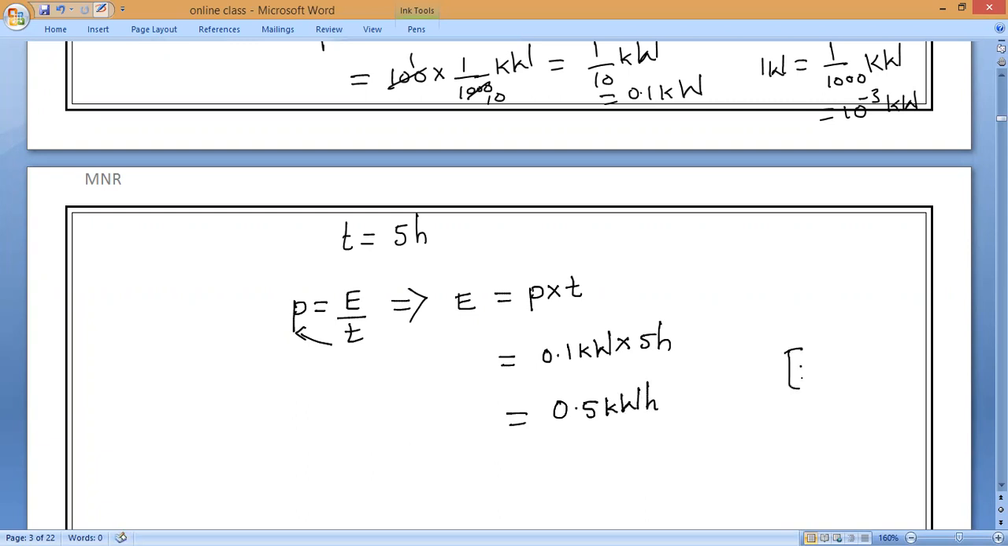Now, we all know that 1 kilowatt hour is equals to how many units? 1 unit. So, can I say 0.5 unit? Is it okay, all of you? Can I say it or not? Yes, sir.